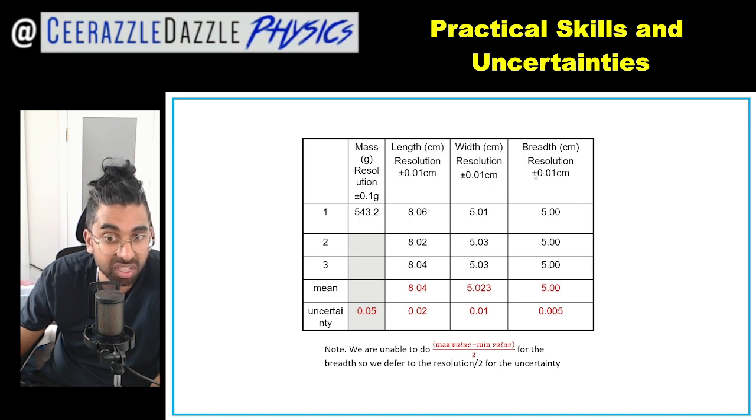So this is a proper worked example here. So therefore this becomes 0.05. Don't forget, I halve the resolution to become 0.05 here. And obviously my mass, the uncertainty would be half the resolution over here, so 0.05. So now we have the uncertainties of the mass, the length, the width, and the breadth. Obviously, you have to use the range over 2 to work out the length and the width one over here.